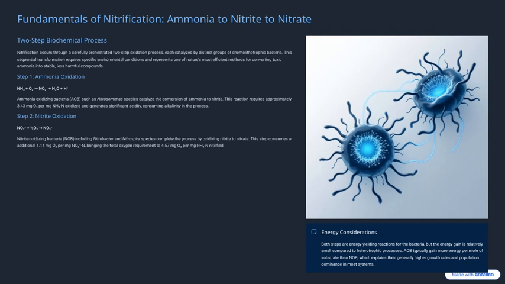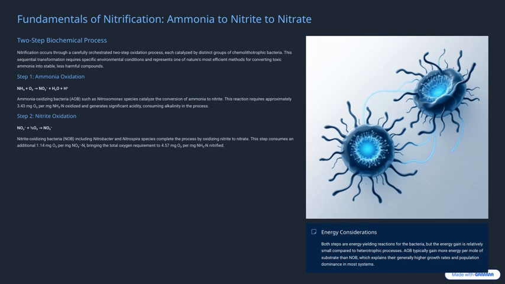First, in the initial step, ammonia is oxidized to nitrite. This is catalyzed by ammonia-oxidizing bacteria, like Nitrosomonas species. The chemical reaction involves ammonia reacting with oxygen to produce nitrite, water, and hydrogen ions. It's important to note that this step requires about 3.43 milligrams of oxygen per milligram of ammonia nitrogen oxidized. Also, this reaction produces acidity, which consumes alkalinity, so pH management becomes important here.